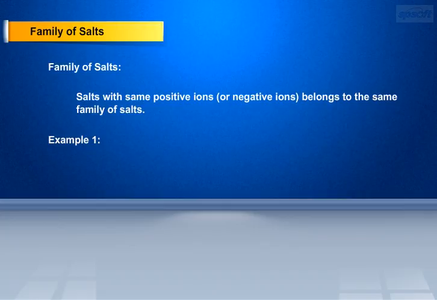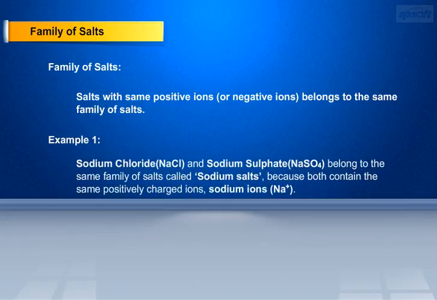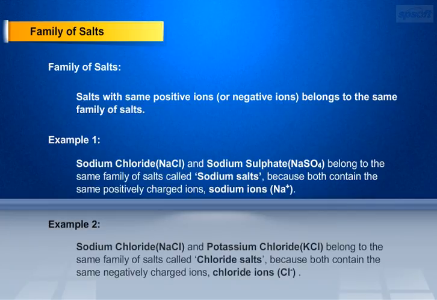Example 1. Sodium chloride, NaCl, and sodium sulfate, Na2SO4, belong to the same family of salts called sodium salts, because both contain the same positively charged ions, sodium ions. Example 2. Sodium chloride and potassium chloride belong to the same family of salts called chloride salts, because both contain the same negatively charged ions, chloride ions.